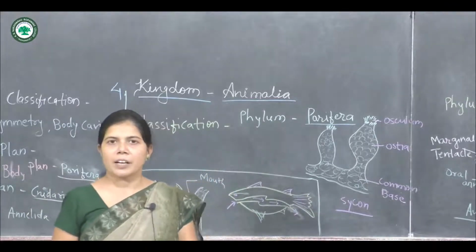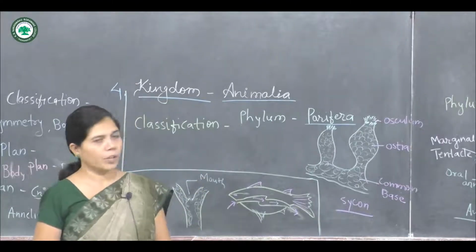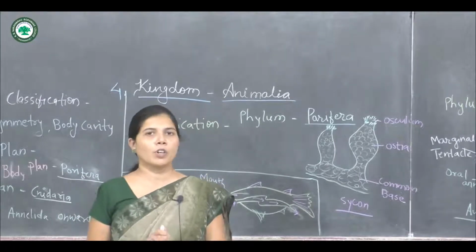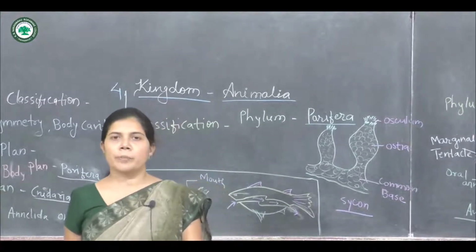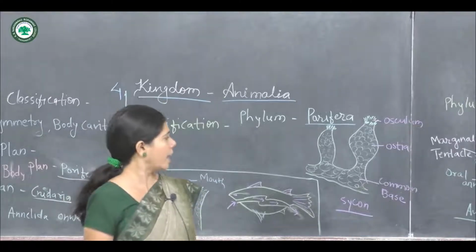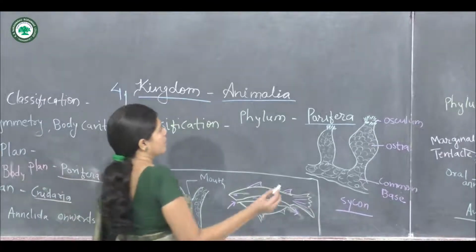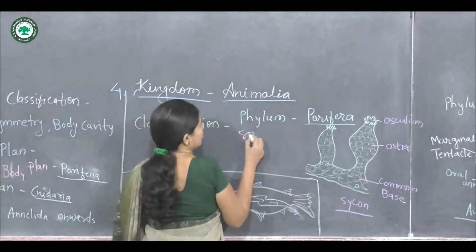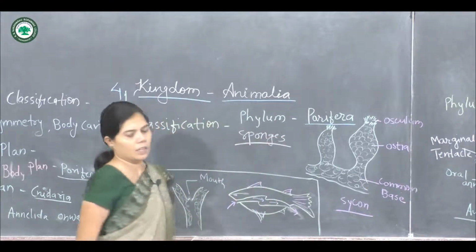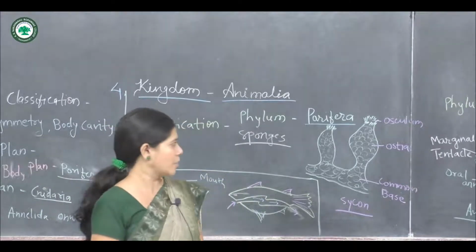The animals are aquatic. Most of the animals of Porifera are marine, and a few are freshwater animals. The animals from Porifera are also known as sponges. The body is asymmetrical in form.